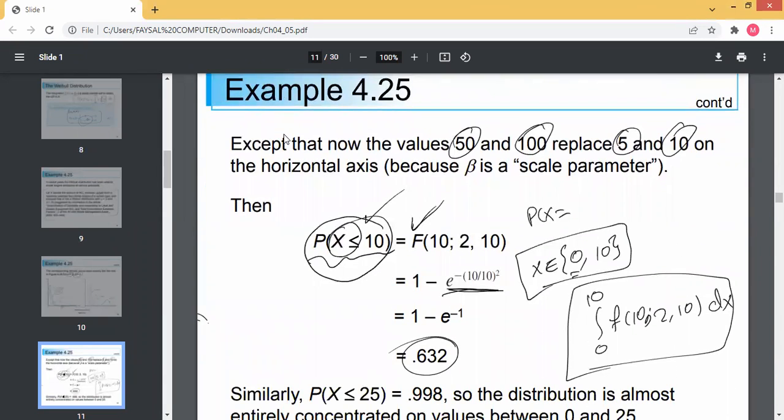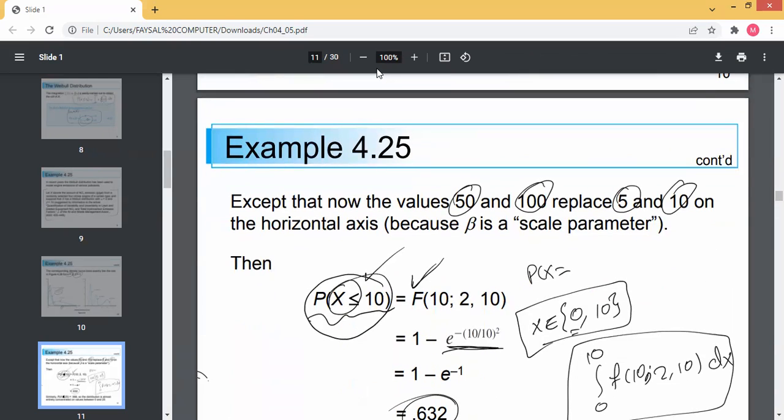So how to find it? As the beta, when x value is less than or equal to 10, what will my function value be? The function value will be this one. So my function will return 10.